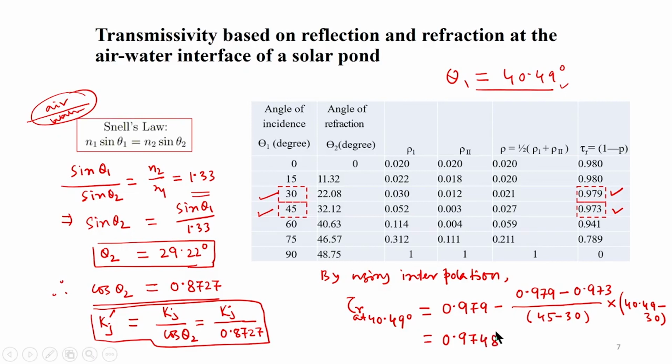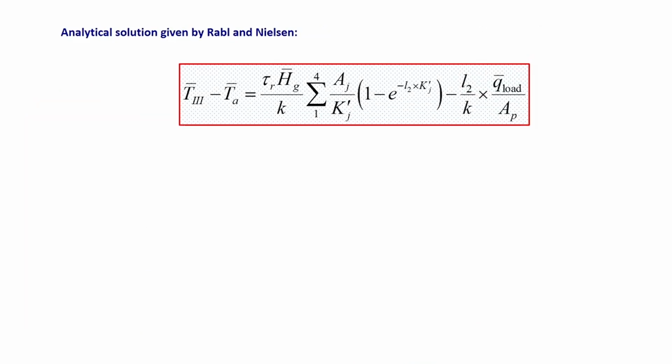If we do the calculation, then tau r is found to be 0.9748, which is in between these two. So, this tau r value at 40.49 degree is something like this. We need this value for the calculation. Now, we have been given, so this we need to apply, that is why I kept it here, and what is given? Thermal conductivity.